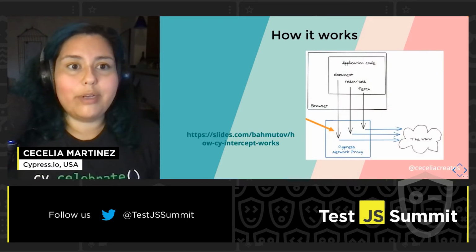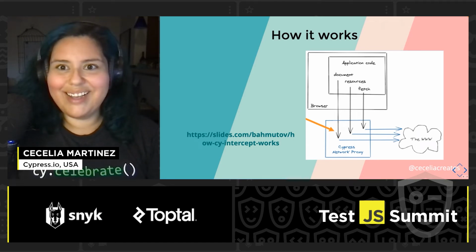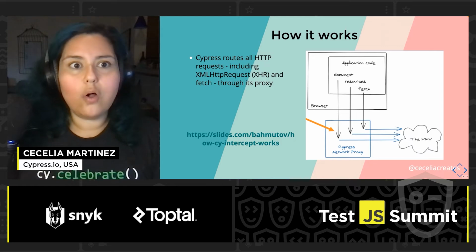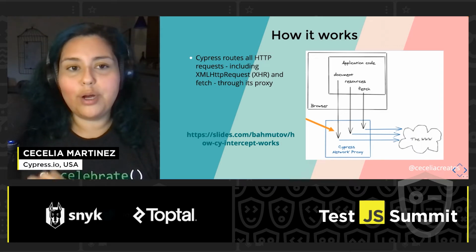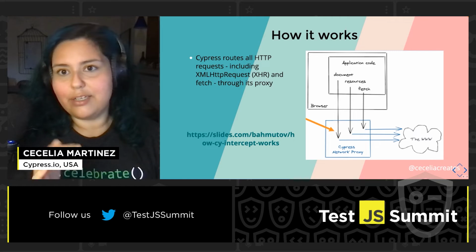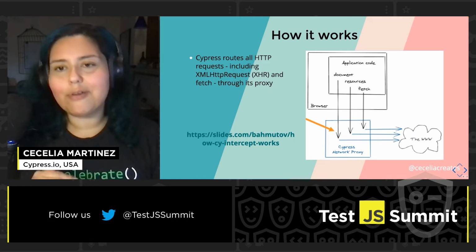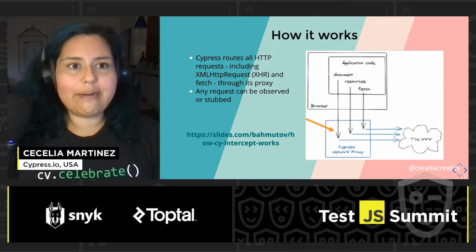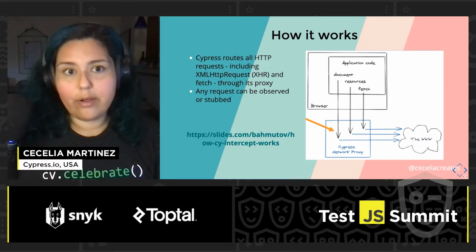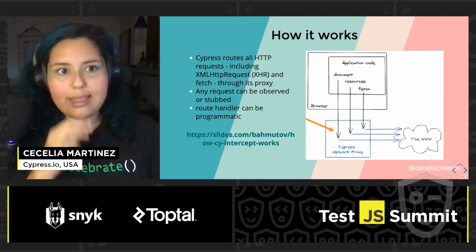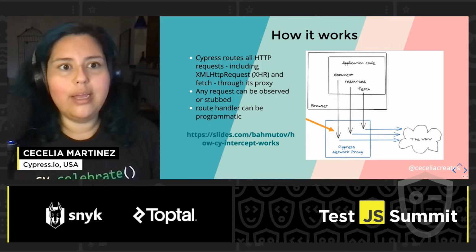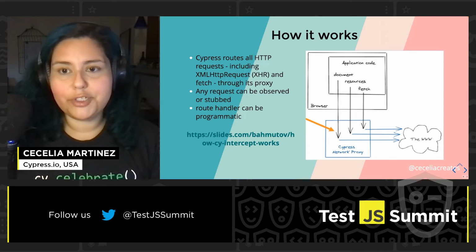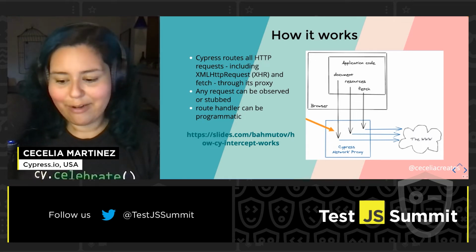So this image is from a presentation called How cy.intercept Works by Gleb Bomtov. And essentially, like you can see in the image here, Cypress routes all HTTP requests through a proxy. So it allows you to literally intercept any request going in and out of the browser from your application in the browser to the internet. So any request can be observed, or what we call spied on, or stubbed. And then it also provides you with a route handler that allows for really dynamic or really controlled matching of which requests you'd like to intercept, which we'll be talking about right now.